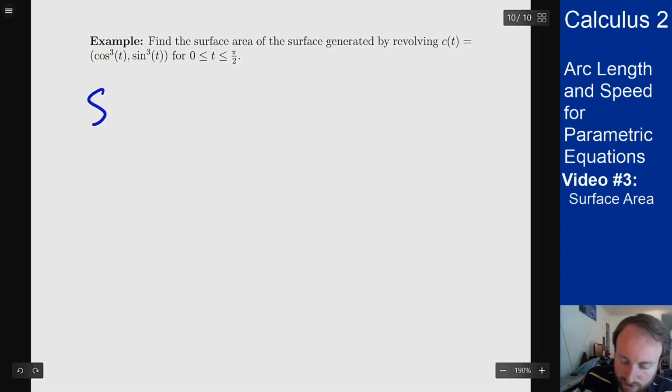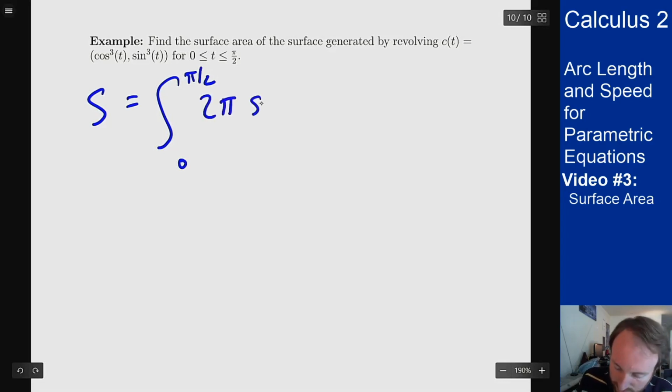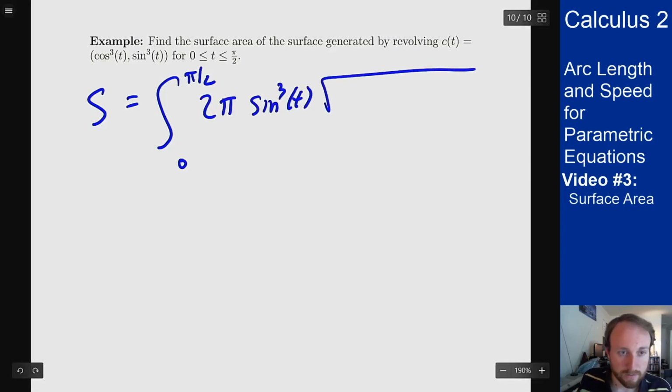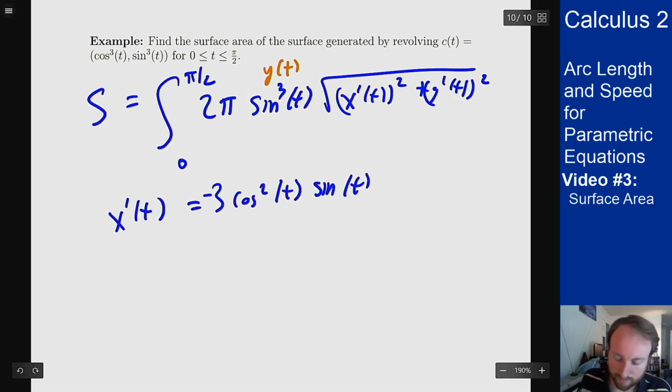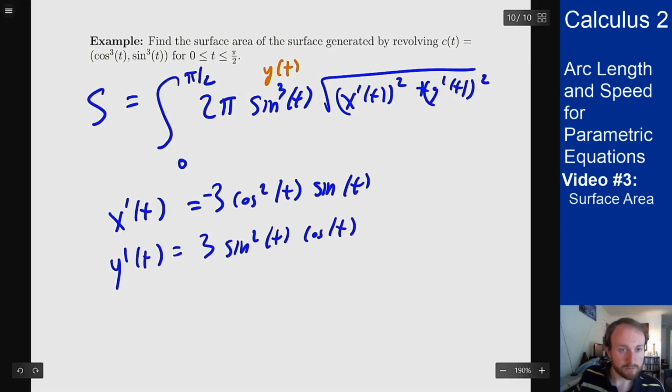So my surface area should be the integral from 0 to pi over 2 of 2 pi times y of t, which is sine cubed of t, times the square root of x prime squared plus y prime squared. Now, in this case, x prime is what? It's 3 cosine squared of t sine of t with a minus sign. And y prime here is 3 sine squared of t cosine of t, both of those done by the chain rule. Now, I can then square each of these and put them in the expression.